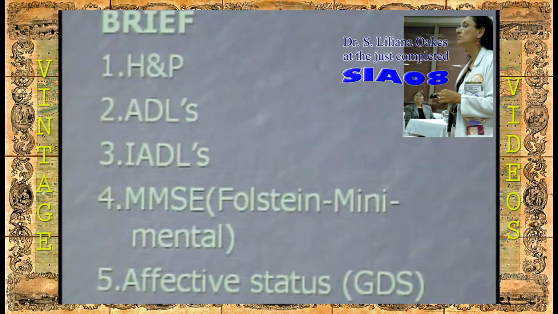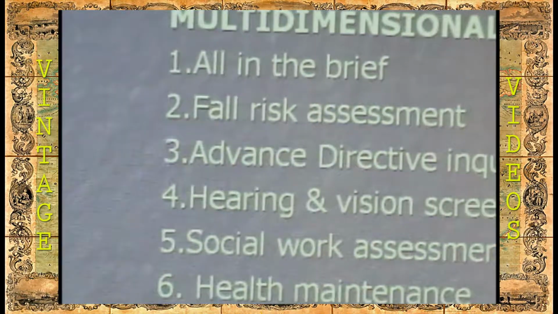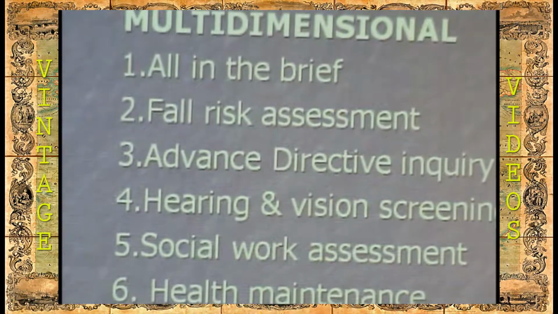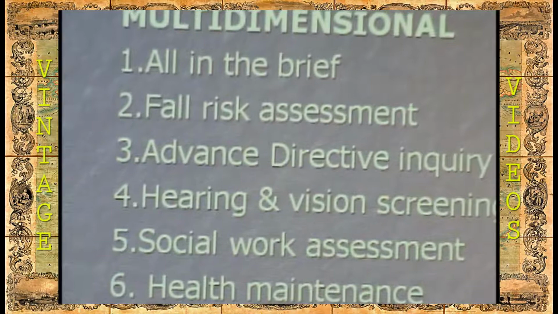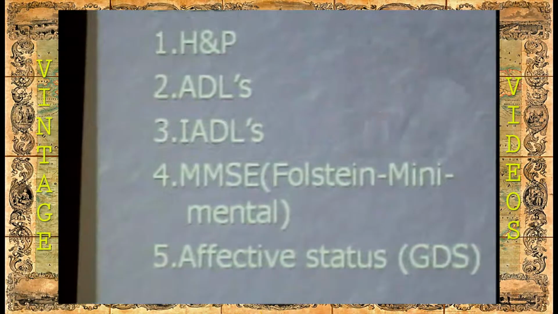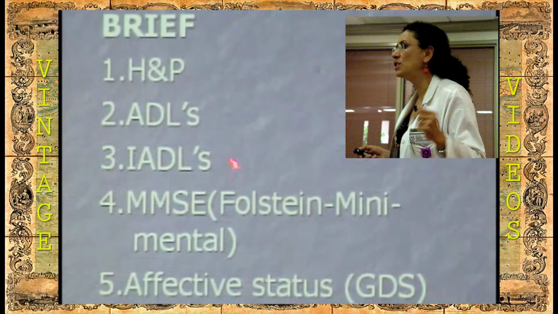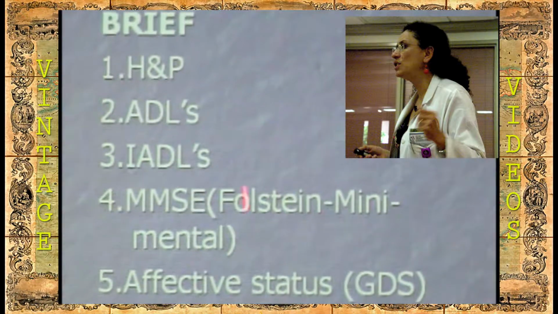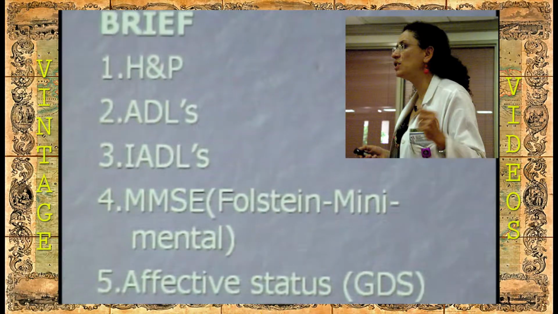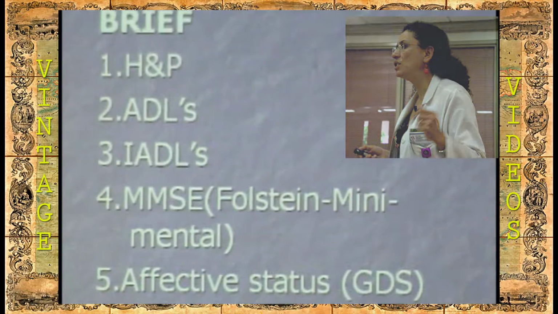What we usually do is the multidimensional, but we don't do it in one visit. We usually take several visits. They are usually done sequentially and very often until we accomplish all of these tools and these evaluations. Usually the brief includes what all the doctors do, which is a history and physical exam. We apply the instrumental activities of daily living and the ADL tools. We apply some cognitive evaluation that could be a combination of the mini-mental and usually the clock. And we usually always determine the patient's affective status.